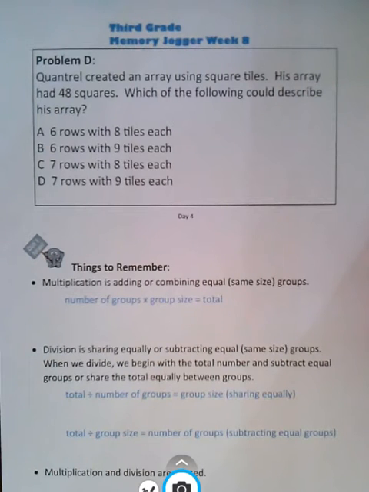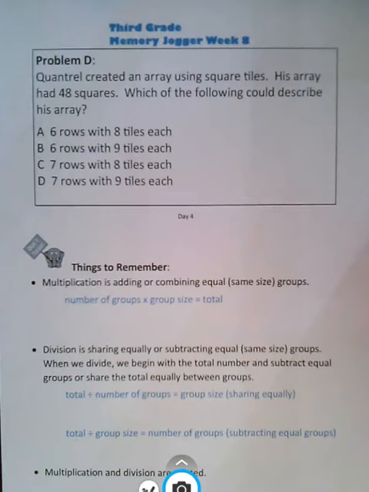Let's take a look at week 8, day 4, problem D. Quantrell created an array using square tiles. His array had 48 squares. Which of the following could describe his array? A. 6 rows with 8 tiles each. B. 6 rows with 9 tiles each. C. 7 rows with 8 tiles each. Or D, 7 rows with 9 tiles each.